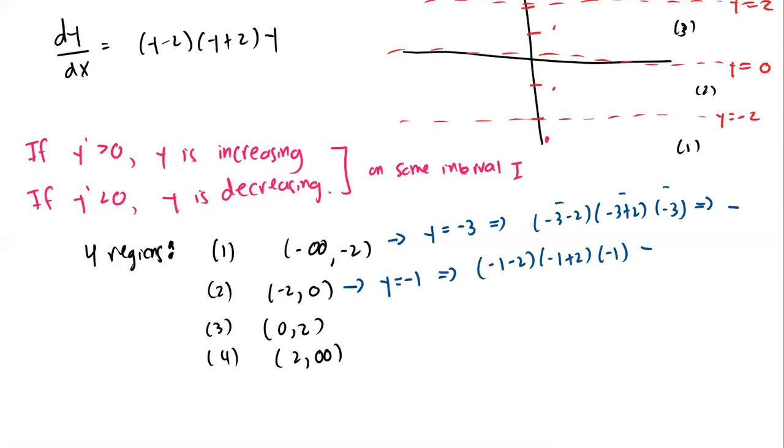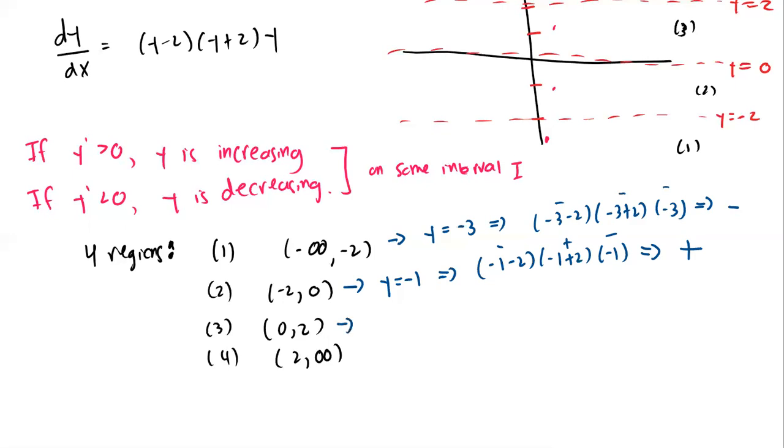And again, it doesn't matter what the value is, just whether it's positive or negative. So negative 1 minus 2, that's negative. Negative 1 plus 2, that's positive. Negative 1 is negative. So negative times positive is negative times negative is positive. That means that the derivative on the interval y equals negative 2 to y equals 0 is positive, meaning that all solutions on that region have to be increasing.